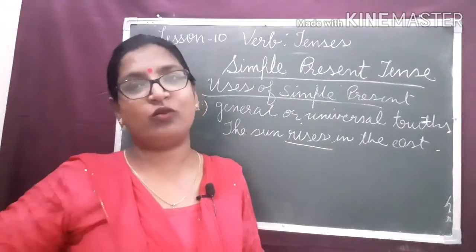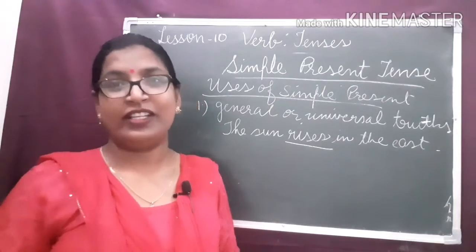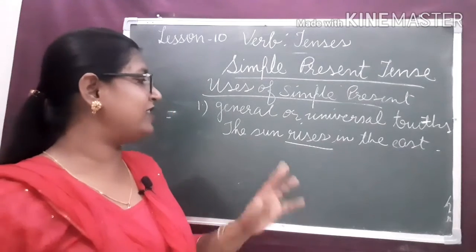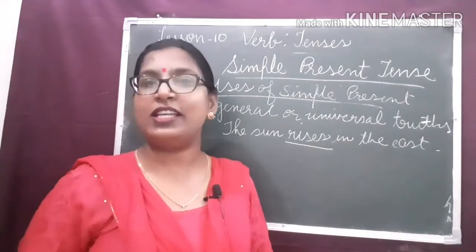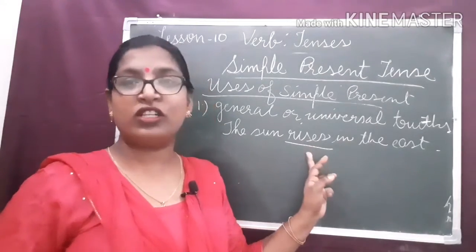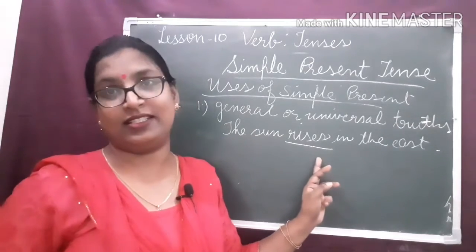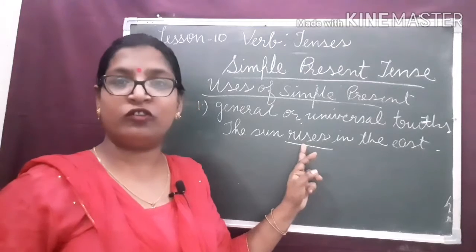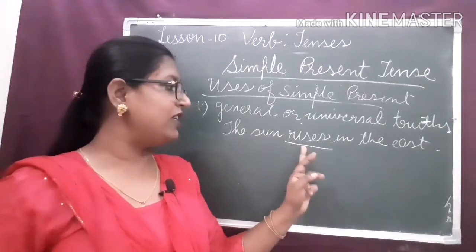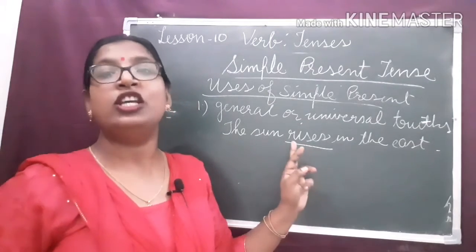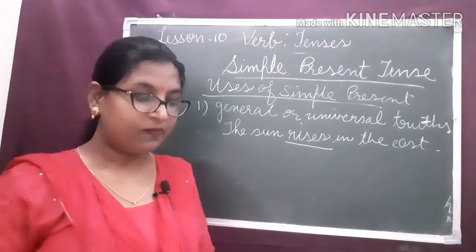The sun cannot rise from the west or south. It is the universal truth. Always the sun will rise from the east. That is why this sentence is written in simple present tense. And just see the form of the verb. According to the subject, the S or ES form of the verb is used here.